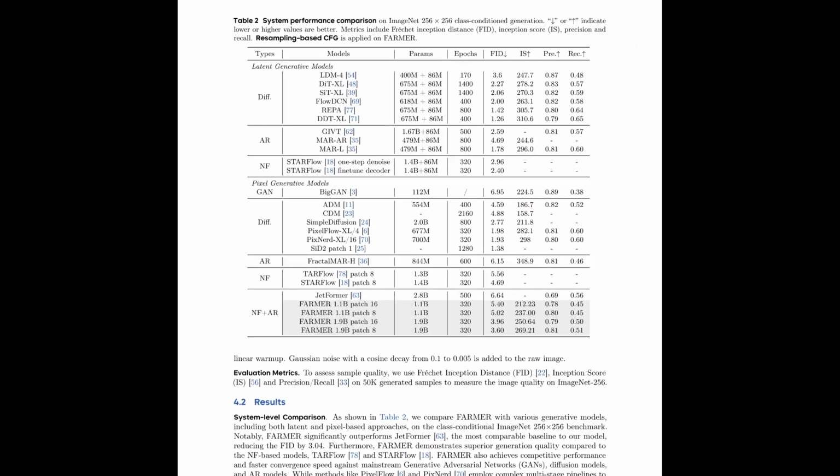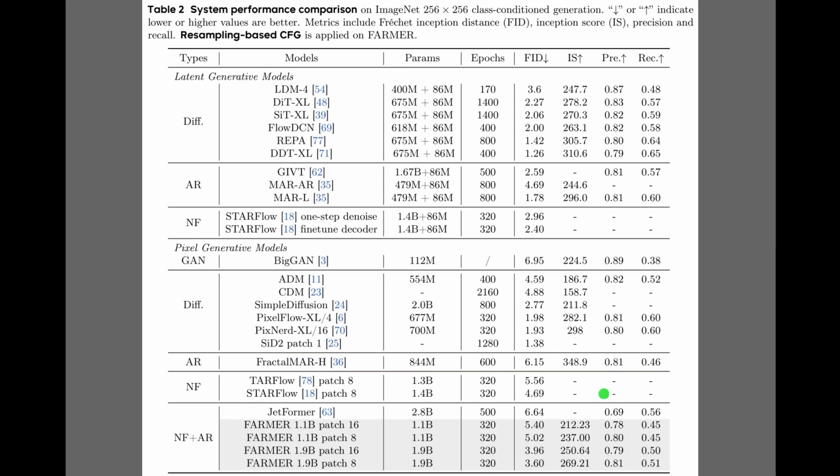So, Table 2 compares system performance on ImageNet class condition generation and highlights how the unified design fares against many baselines. The shaded rows show that FID lands near 2, which signals very sharp samples. IS reaches about 250, indicating strong diversity across categories. Compared with JetFormer, FID drops by about 3, a sizable margin. These results also surpass recent normalizing flow methods, so quality improves without complex multi-stage pipelines.